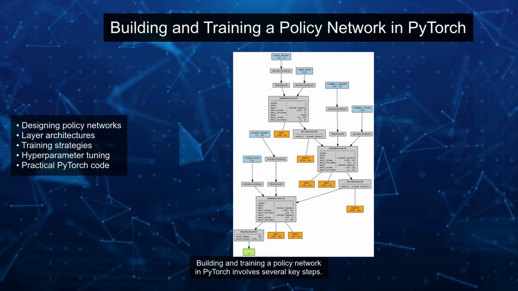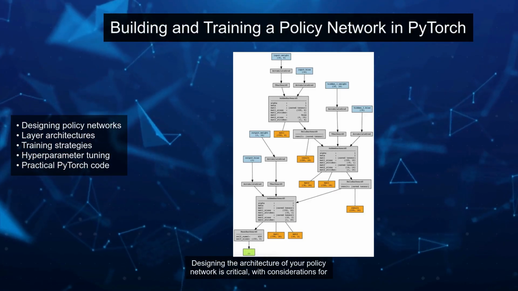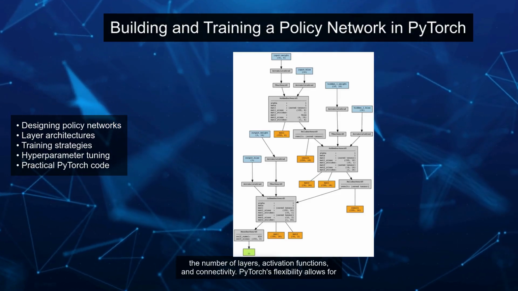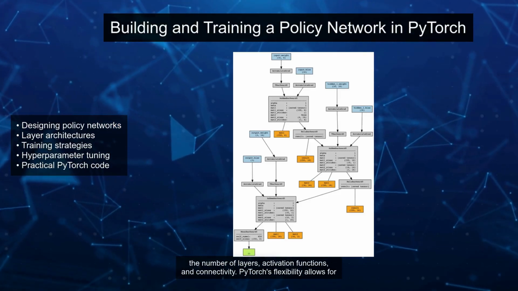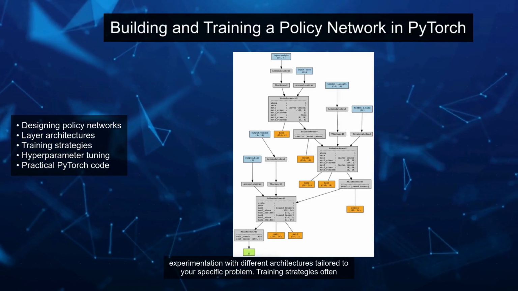Building and training a policy network in PyTorch involves several key steps. Designing the architecture of your policy network is critical, with considerations for the number of layers, activation functions, and connectivity. PyTorch's flexibility allows for experimentation with different architectures tailored to your specific problem.